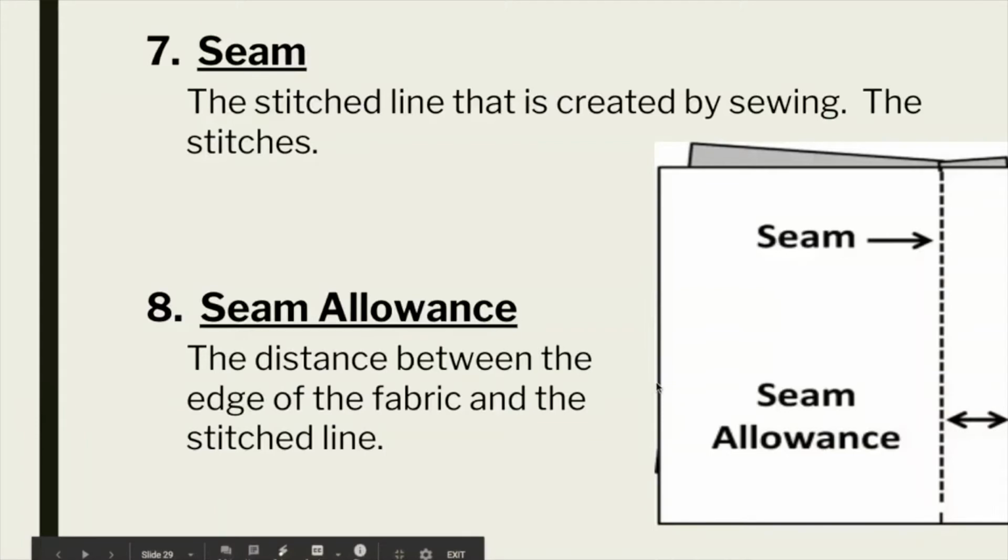Seam and seam allowance. The seam is the actual row of stitches created when you sew. The seam allowance is the distance from that row of stitching to the edge of the fabric. If you want to sew a straight line, your seam allowance is going to have to be the same distance, and you'll use the stitch plate on your sewing machine to help you sew evenly.